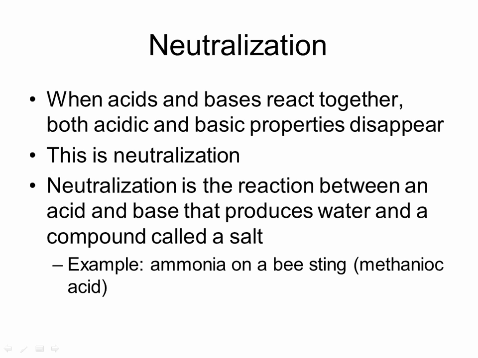Now, when acids and bases react together, both acidic and basic properties disappear. This is neutralization. They don't really have a property of one or the other anymore. They're just a neutral solution. Going back to that pH scale, they're at that 7 point. Neutralization is a reaction between an acid and a base that produces water and a compound called salt. An example of this would be ammonia on a bee sting. You have salt and water being produced through this neutralization reaction. And that's it for naming and identifying acids and bases.